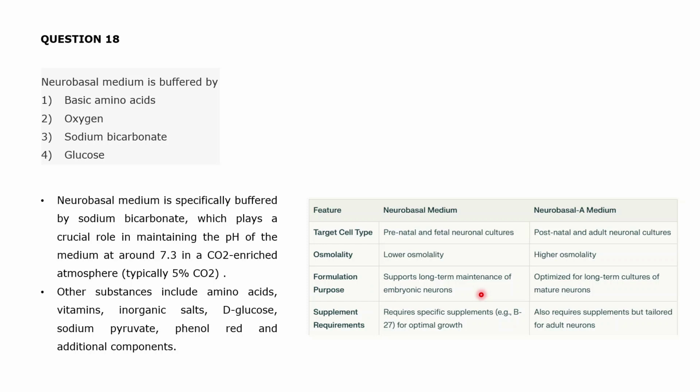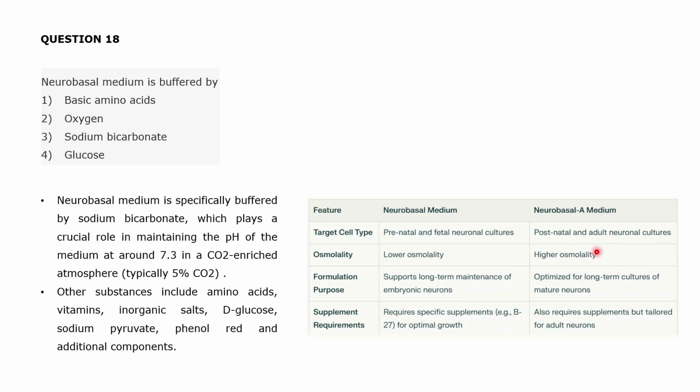So basically all this media, that is neurobasal media, is used to grow fetal neuronal cells, not adult cells. One such example is B27, and this 27 represents the number of components that are present within this neurobasal media. Neurobasal A media is a specific type of media that is used to grow adult neuronal cells, not fetal neuronal cells. And it consists of high osmolality there.